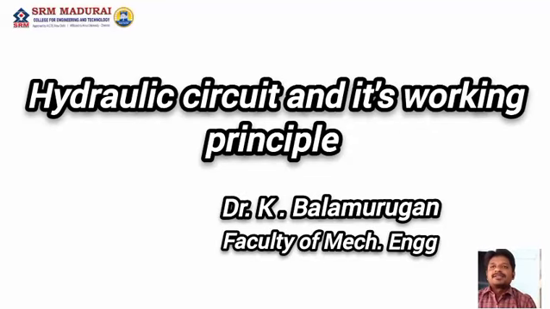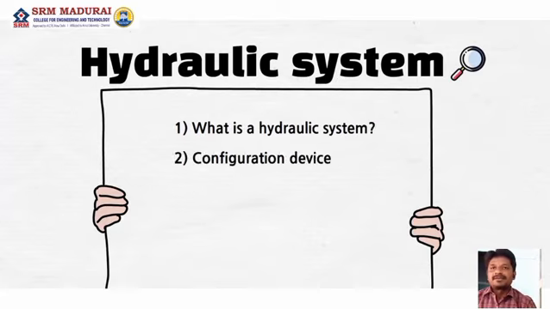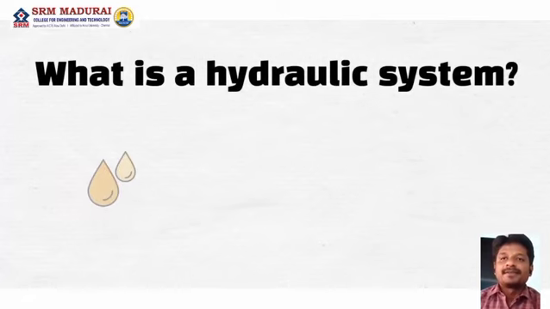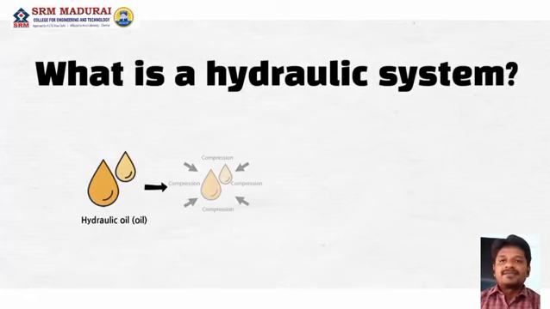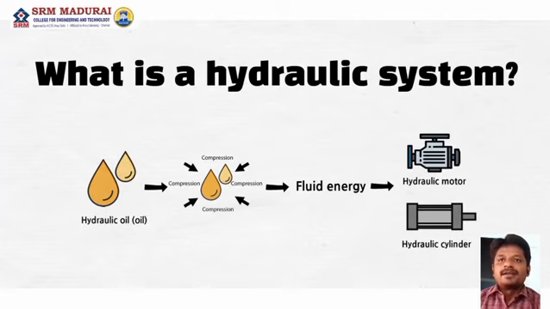Morning everyone. In today's session, we are going to look at the hydraulic system. What is meant by hydraulic system, its configuration, devices, and how it works? A hydraulic system uses fluid energy made by compressing hydraulic oil to generate power and control machines and devices such as hydraulic cylinders and hydraulic motors.